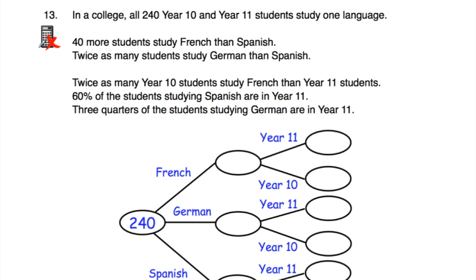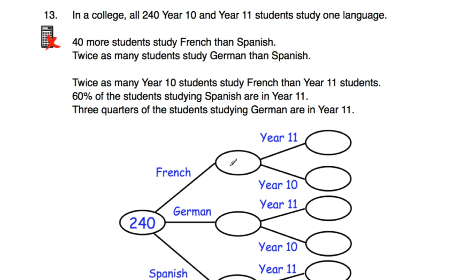Okay, let's have a look at question number 13. We've got quite a lot of information here. We're told that in a college there's 240 year 10 and 11 students, and they all study one language, either French, German or Spanish. And 40 more students study French than Spanish, and twice as many students study German than Spanish.